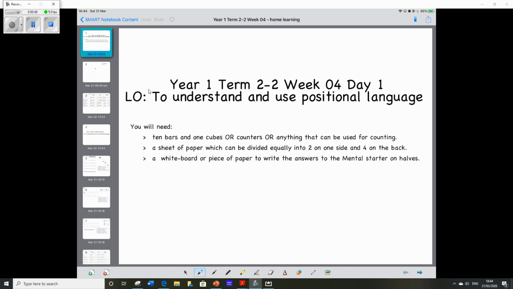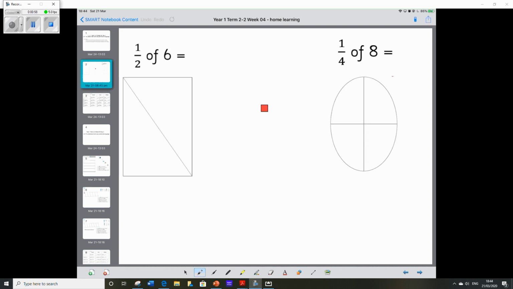But before we go too far, we're going to have a recap on exactly how you find halves and quarters using the equipment that we practiced last week. So, first example is finding half of 6. So we would find half of 6 by counting the counters into each side, each half. So 1, 2, 3, 4, 5, 6. And the answer then is going to be how many are in one side. So that's 1, 2, 3. How many are in half of our shape? And so the answer must be 3.